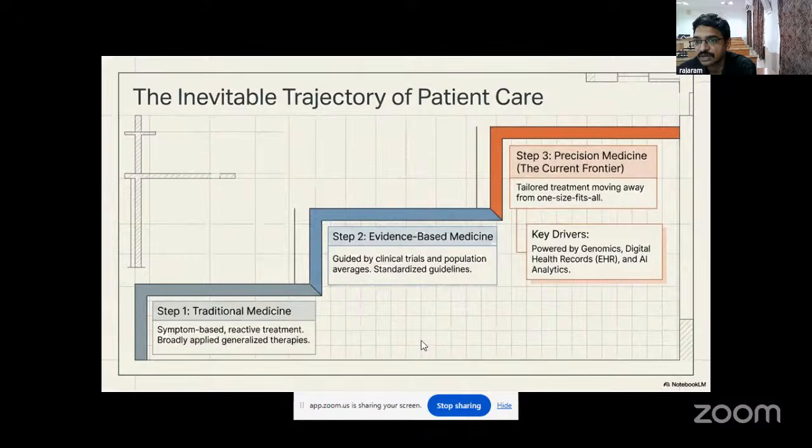Traditional medicine is symptom-based, reactive treatment, with broadly applied generalized therapies. It slowly transformed into evidence-based medicine, which we are experiencing now, guided by clinical trials and population averages, and also population kinetics added to the standardized guidelines developed country-wise that we can follow. So what is the shift? What we are expecting in the near future, and which has been added to the syllabus, is precision medicine, the current frontier: tailor-made treatment strategies, moving away from one size fits all to individual personalized therapy. The key drivers are genomics, digital health records, and AI analytics.